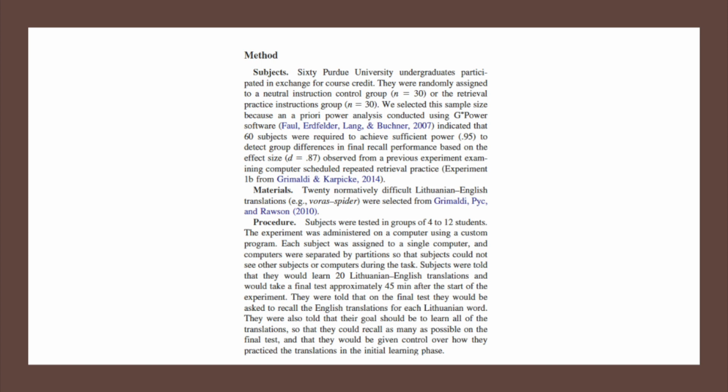For the materials, they explain that they chose 20 normatively difficult Lithuanian English translations. And for their procedures, they explain that they tested the participants in groups of 4 to 12 students and that the experiment was conducted using a computer program. They then explain exactly what the students were asked to do and the conditions under which the procedures occurred.